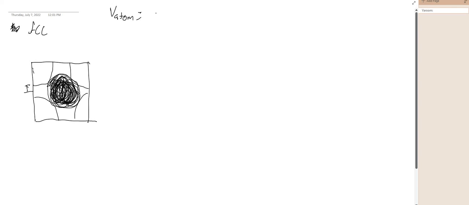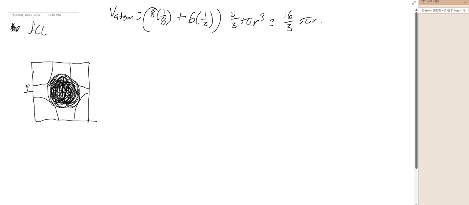Alright, so first we know that there are going to be 8 1/8 atoms on the corners, plus how many half atoms are we going to have? 1 in each face. There are 6 faces on a cube, so 6 half atoms, times the volume of a sphere, 4/3 pi r cubed. So that means we're going to get 1 plus 3 for 4 atoms, so 16/3 pi r cubed. And that's the volume of the atom. Now, we need volume of the cell. So we remember from earlier, we have our a term, and V cell equals a cubed.